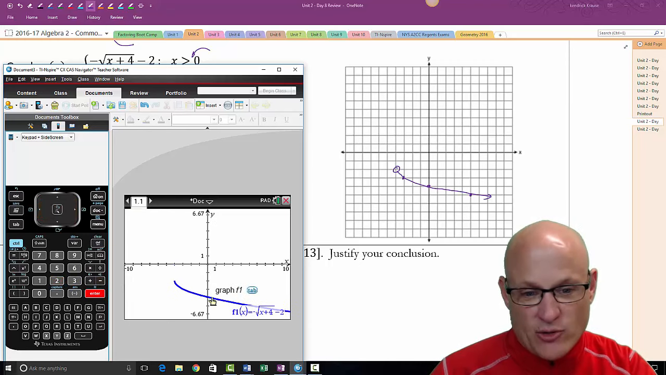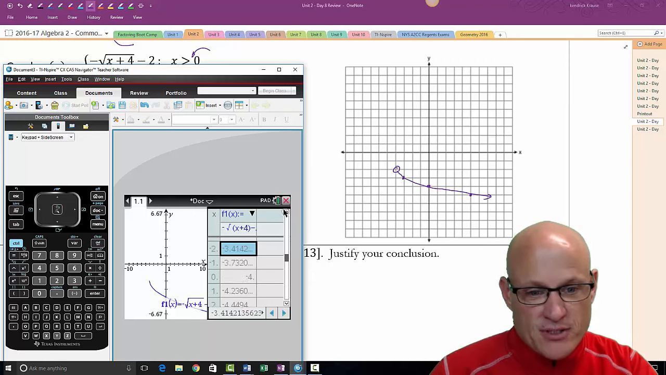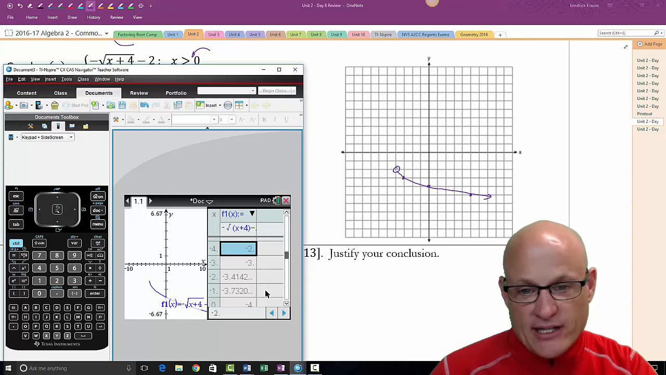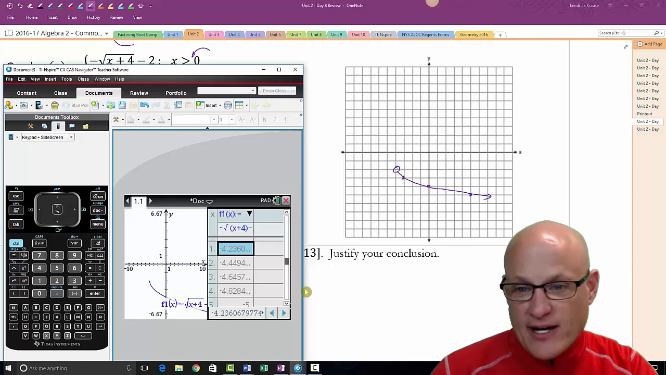Notice it comes down, it goes down. Notice it goes through the point 0, negative 4 as well. You can always go to the table and look at the table of values, right? What were the table of values? Negative 4, negative 2, negative 3, negative 3. Those are all points I plotted. 0, negative 4, that's this point right here. And then the last one was 5, negative 5. That's that point right there.